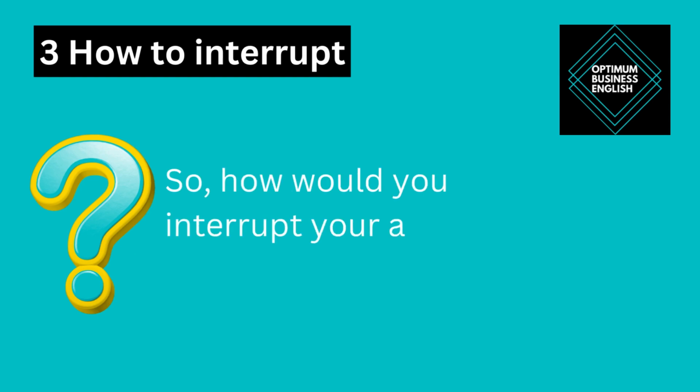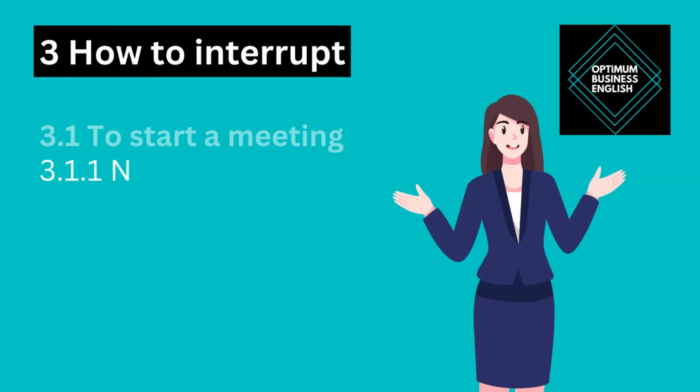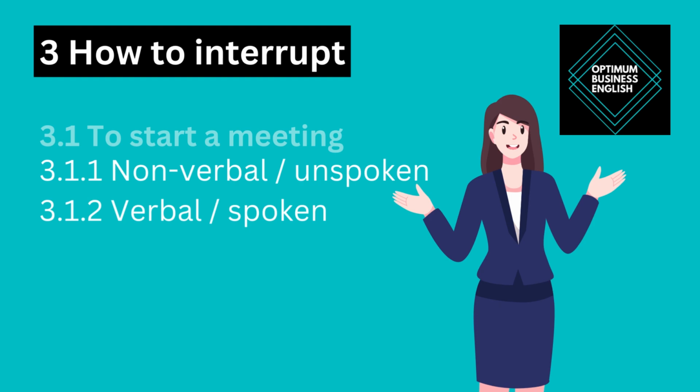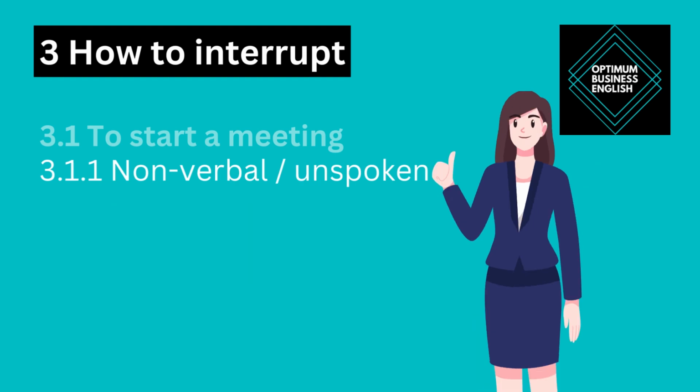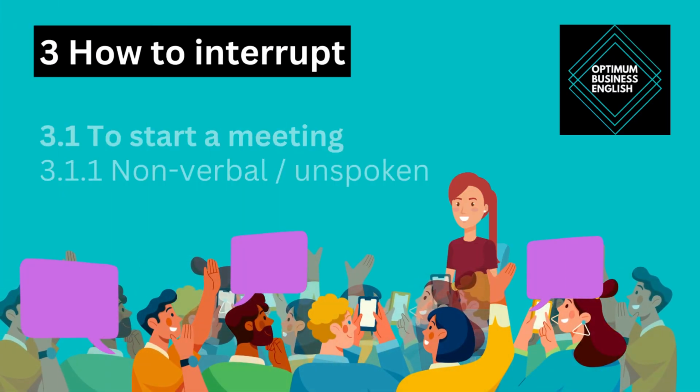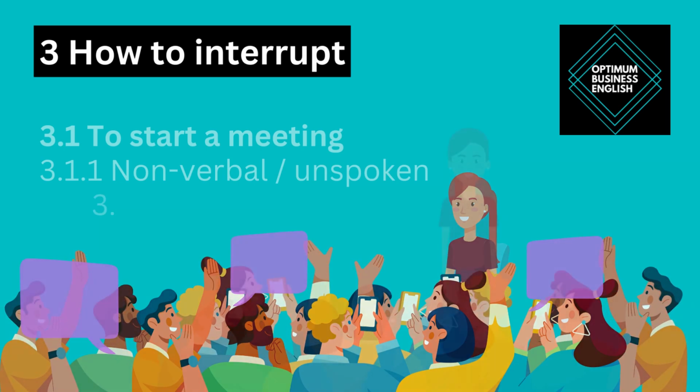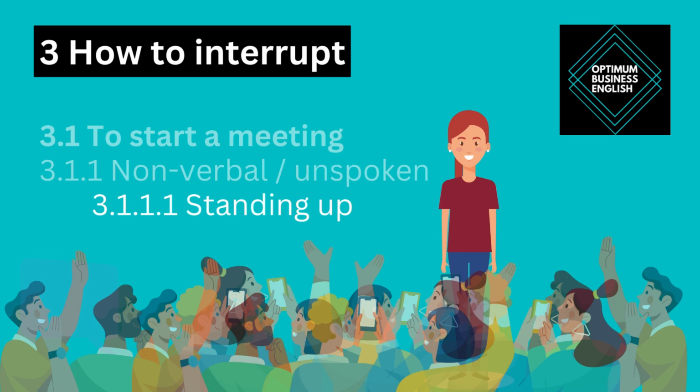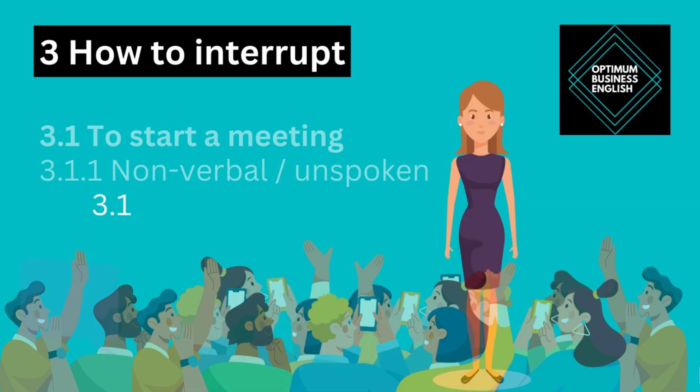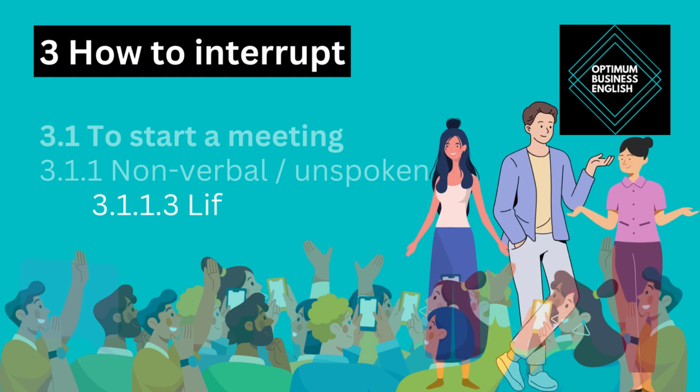So how would you interrupt your audience to start a meeting? And there are both non-verbal or unspoken and verbal or spoken options. The non-verbal or unspoken way of interrupting your audience to start a meeting includes for you to remain seated as everyone enters before standing up to draw their attention to you. The second way to non-verbally interrupt your attendees is to simply stand there in silence, waiting for them to notice and to stop speaking.